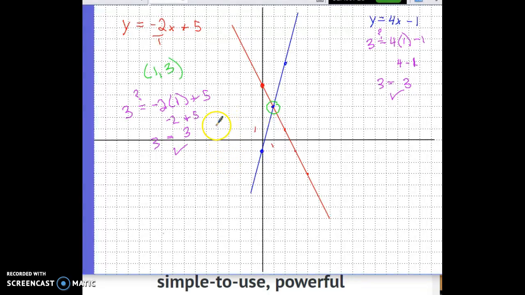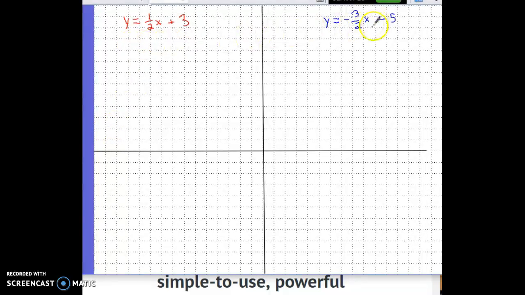All right? So again, finding a solution to a system of equations is doing what? I hope you just said finding the point where the lines cross, finding the one point that makes both equations true. I want you now to pause the video, and I want you to solve this system of equations. So right now, pause the video and graph these two and find the solution.